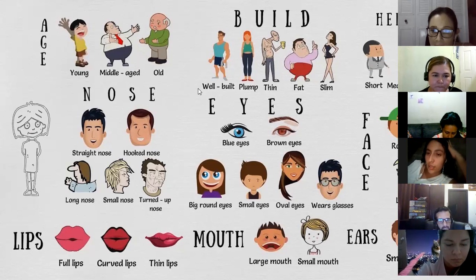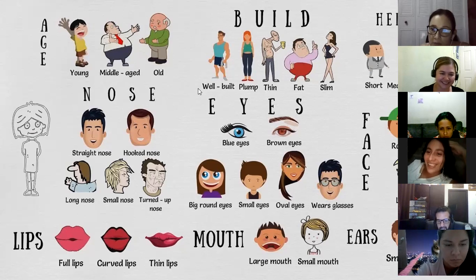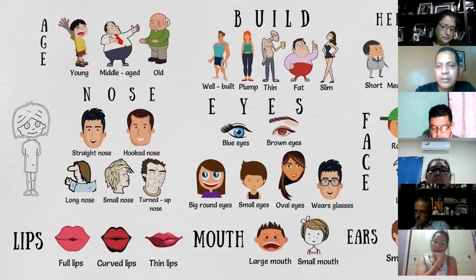Okay, teacher. I have an oval face. And I am young. I have thin lips and I have brown eyes and oval eyes. Okay. I am tall. Okay, you are tall. Okay, perfect. Thank you. Let's see, one more.